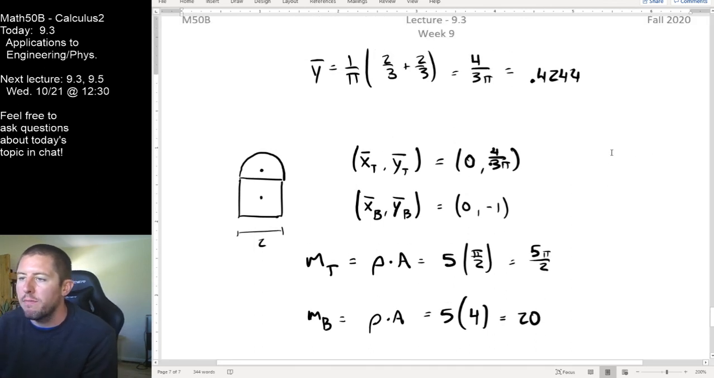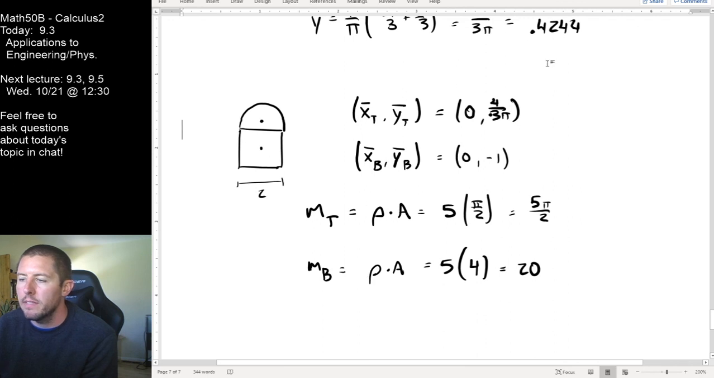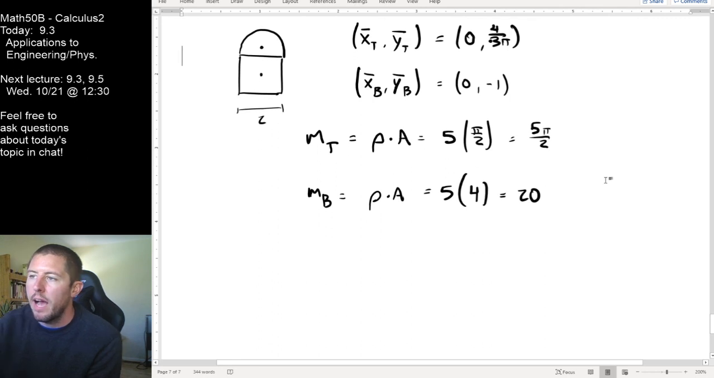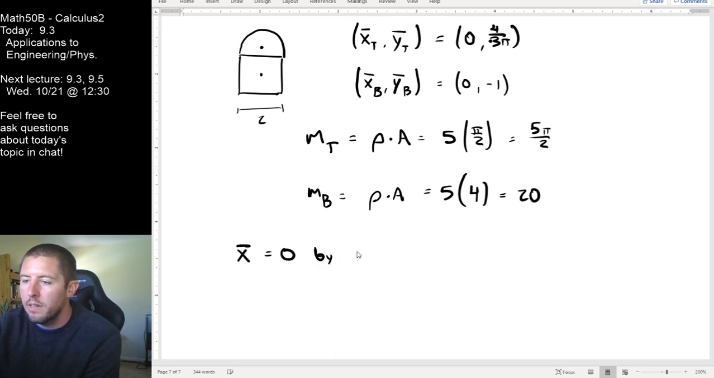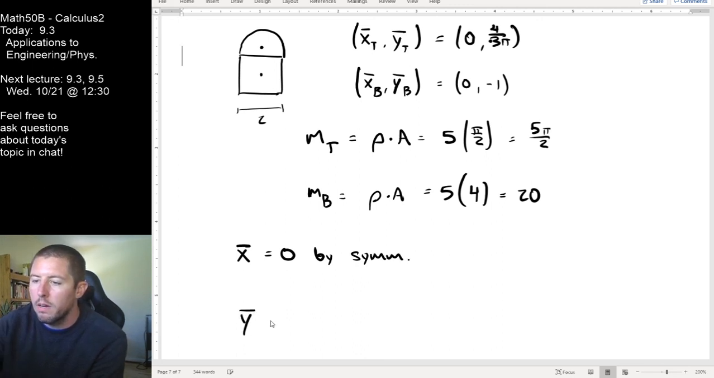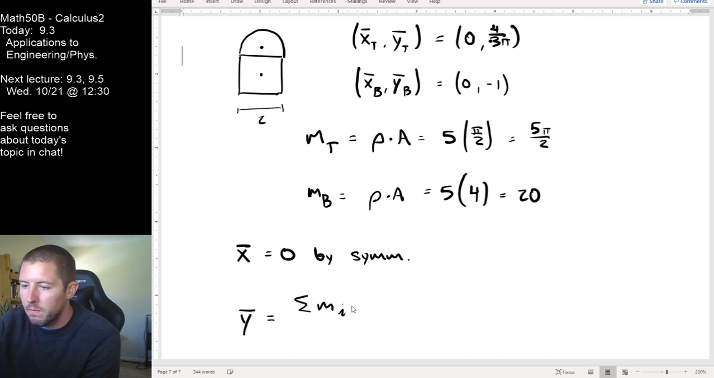And so now that I have the centers of each mass, and I have the masses associated with each mass, I can go ahead and find my overall x bar. So I know that x bar is 0 by symmetry. My overall y bar should just be the moments of the two, the y times the m plus the y times the m. So my weighted average right here.